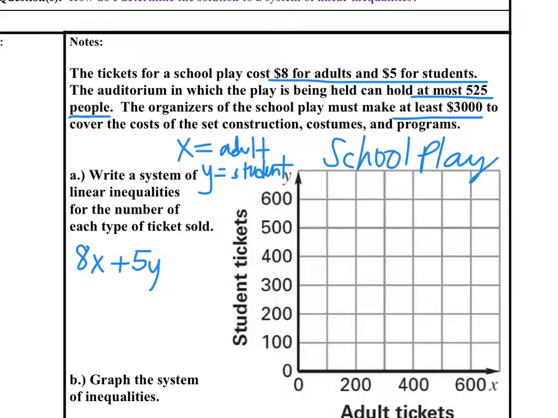Okay. If it's at least 3,000, do we want it to be less than 3,000? No. Do we want it to be greater than 3,000? Greater than, can it be equal to? Yes, so at least is going to be greater than or equal to. Okay, we need another one because we've got another number here.